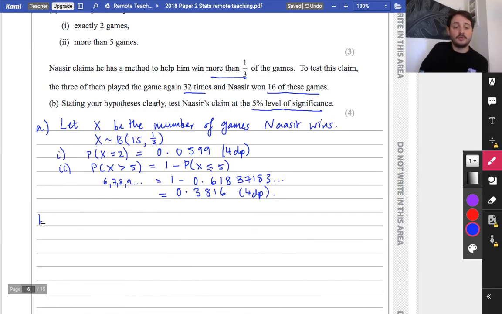Okay, before you even start a hypothesis test, I always like to look at this beginning bit and say, what is Nasir thinking?